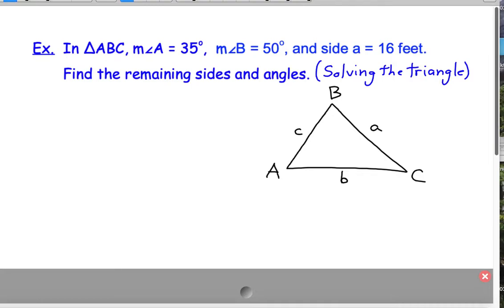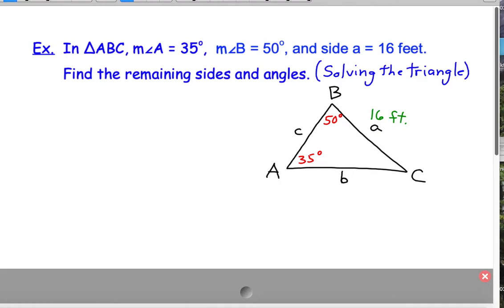Now let's label what they give to us. They told us that angle A is 35 degrees, and angle B is 50 degrees, and side a is 16 feet. Do that in a different color. All right, so we need to find the missing angle C and sides b and c.